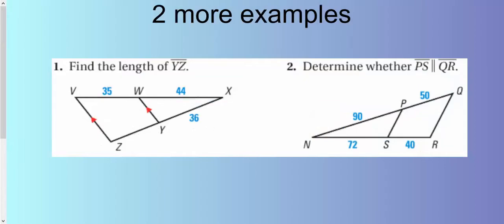Okay, find the length of YZ. We'll just call that X. And again, we can do 44 over 35 equals 36 over X. Cross multiply. And then determine whether these are parallel.